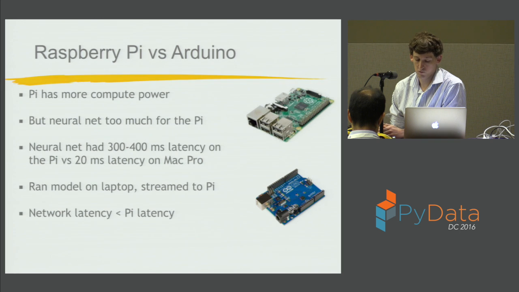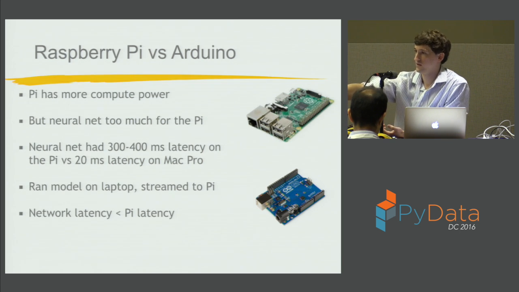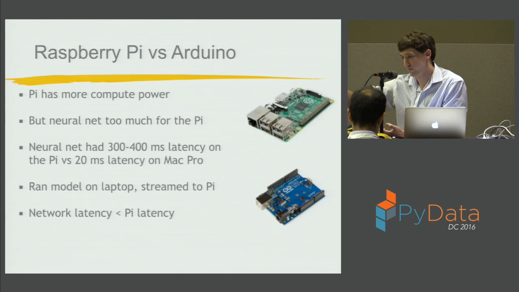So I ultimately went with running the neural network on my laptop or on a server. I would get video frames from the Pi, send those over the network into my machine learning algorithm, which would ingest them and then output the command back to the Pi, which would then interpret it and move the motors accordingly.